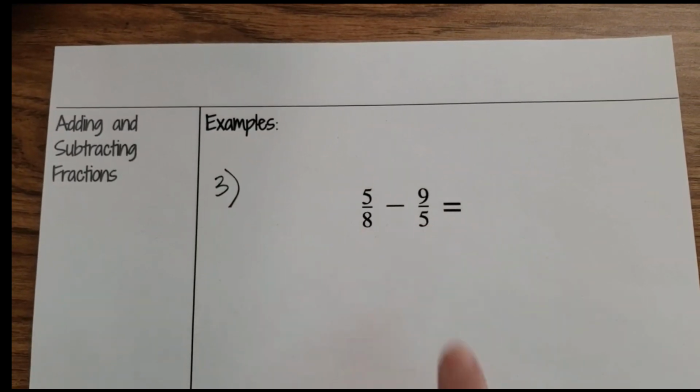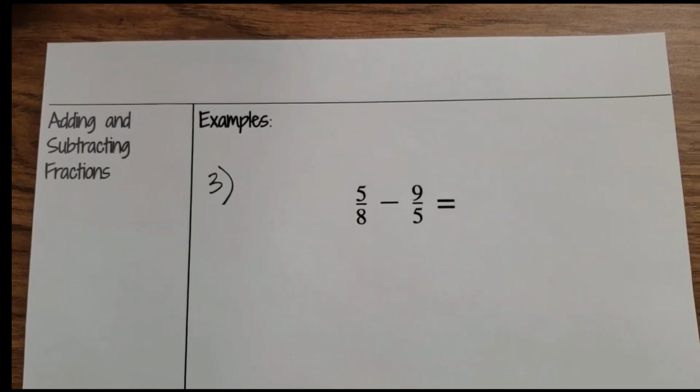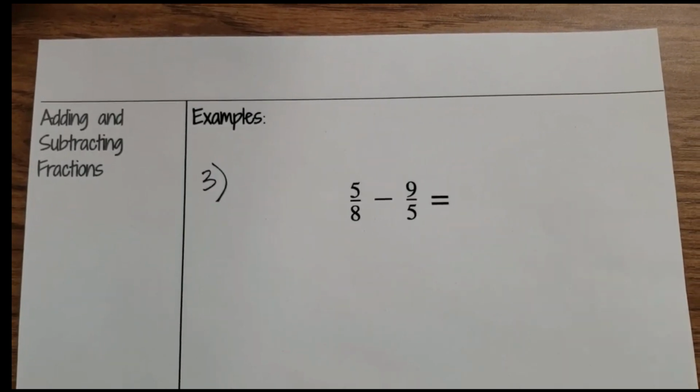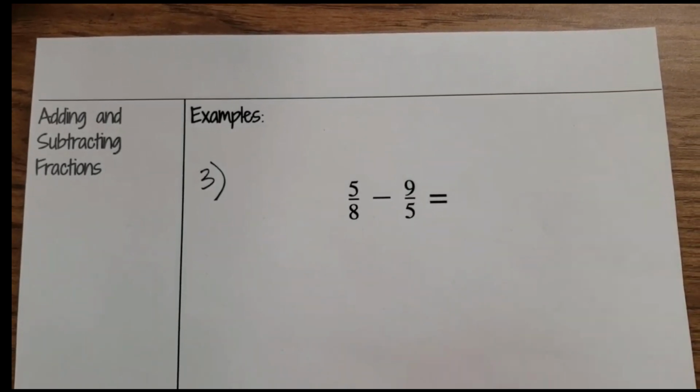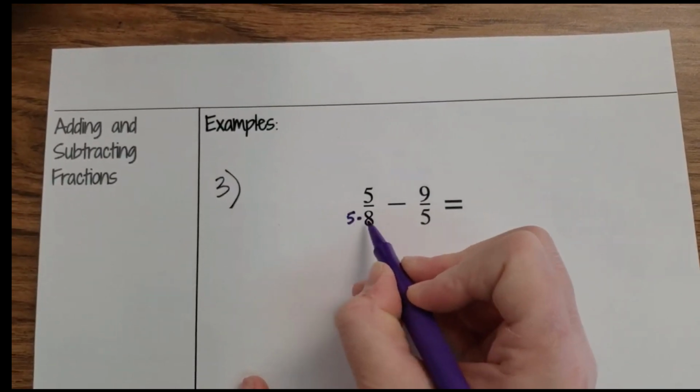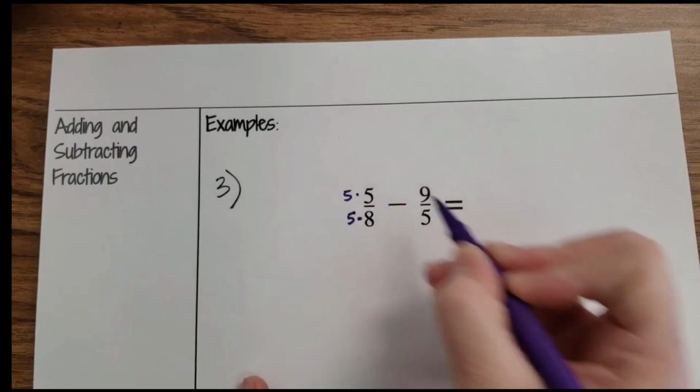Think about 8 and 5. What's the least common multiple of 8 and 5? What could you change an 8 and a 5 both into? Are you thinking 40? I was thinking 40 also. Let's go with 40. Okay, so to get 8 to become a 40, I have to multiply by 5. And if you do that to the denominator, you need to do that to the numerator.